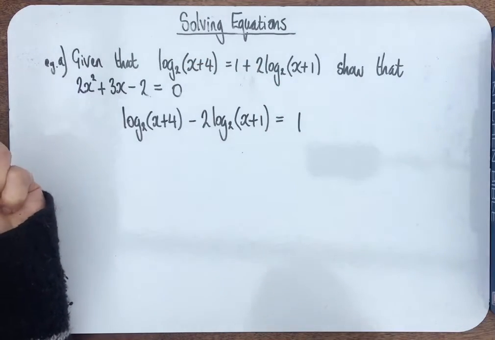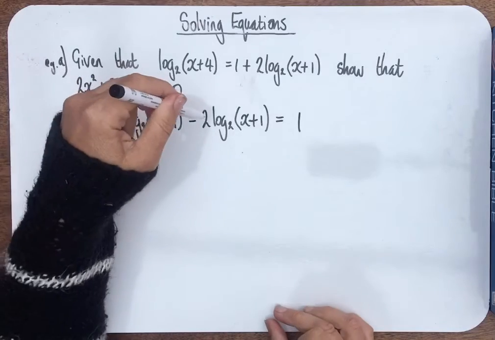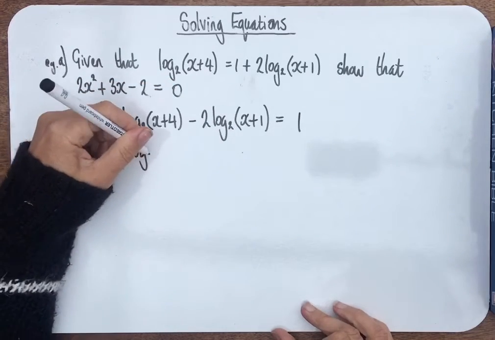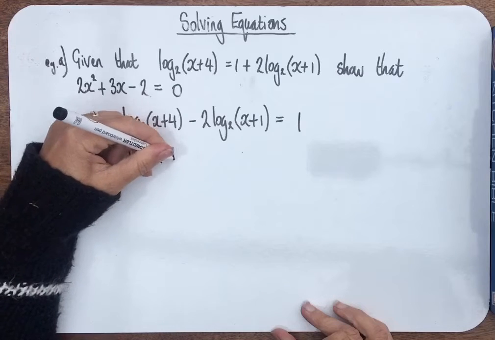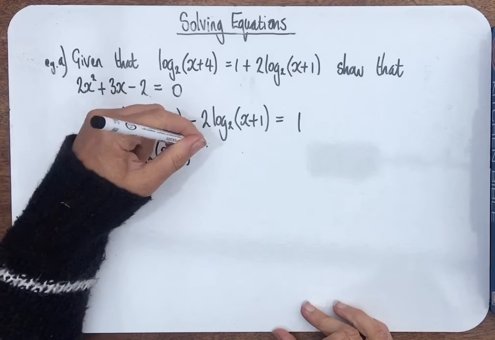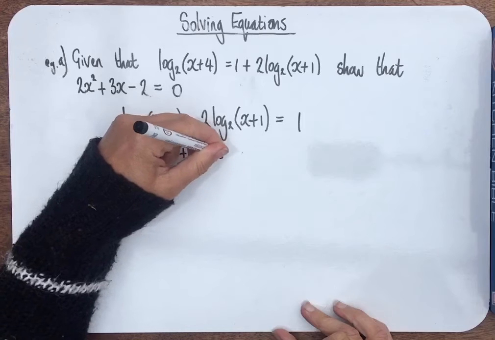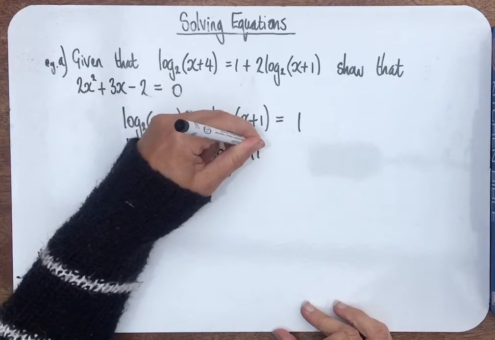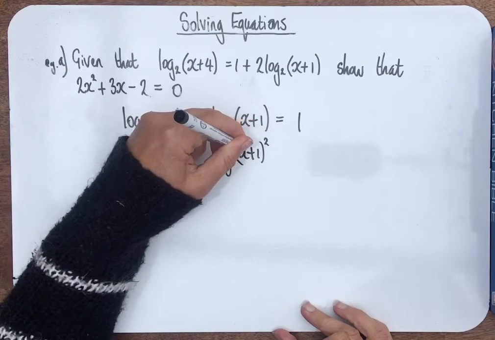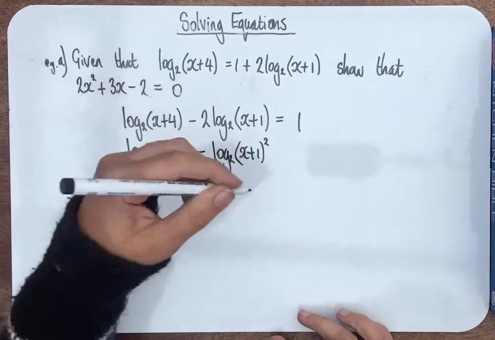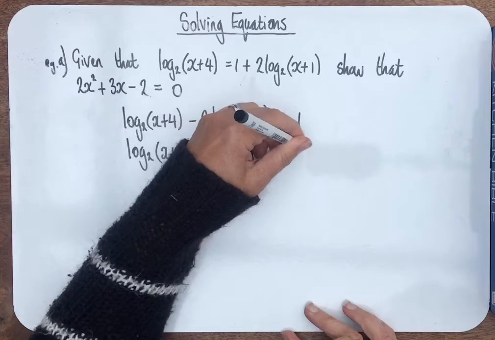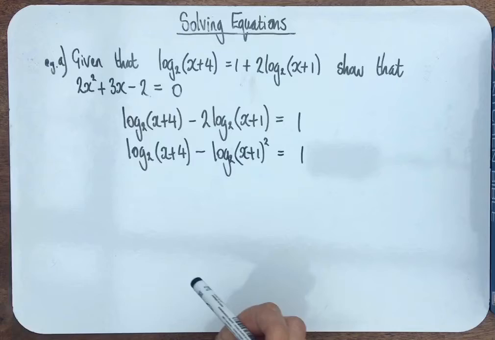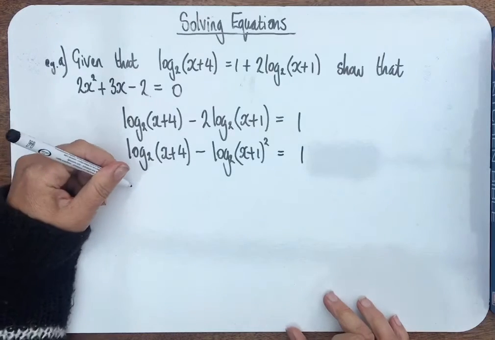Then, following laws of logarithms, first thing I need to do is bring up any powers. So log to the base 2 of (x + 4) minus log to the base 2 of (x + 1) squared. So I'm bringing up that power. Then log A minus log B is log of A over B.